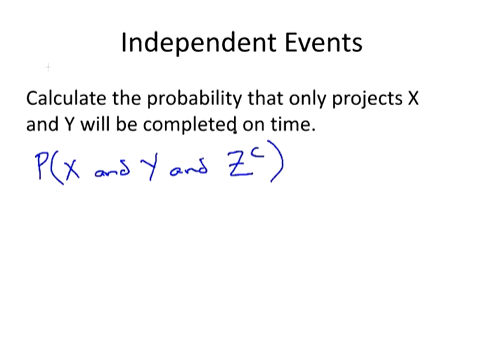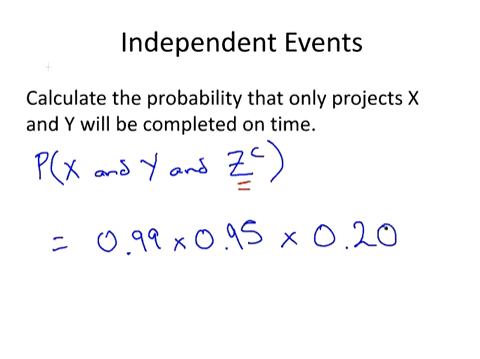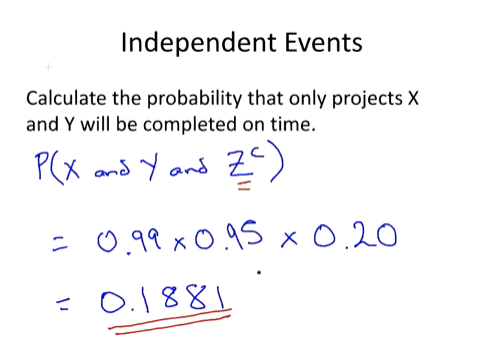This is the correct approach, and it's not actually directly given in the question, so it's a sort of trick question in a way. So anyway, the answer is 0.99 times 0.95 times 0.20, and again using our calculator, the answer is 0.1881. That's the answer there. So that completes our presentation.